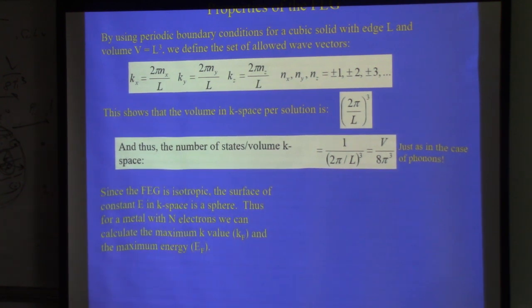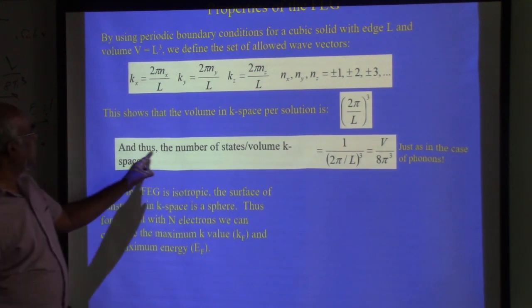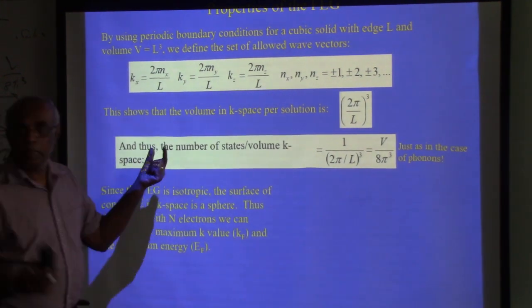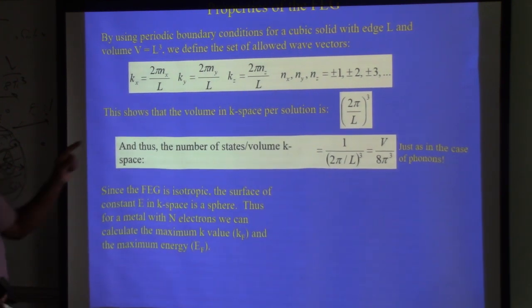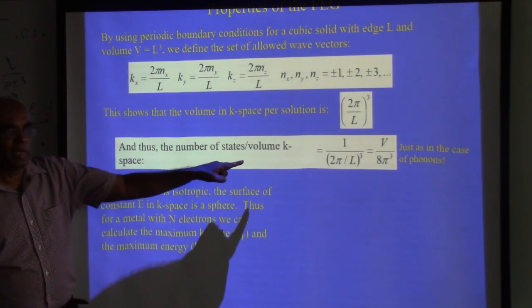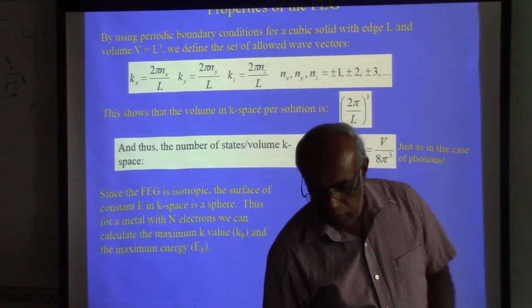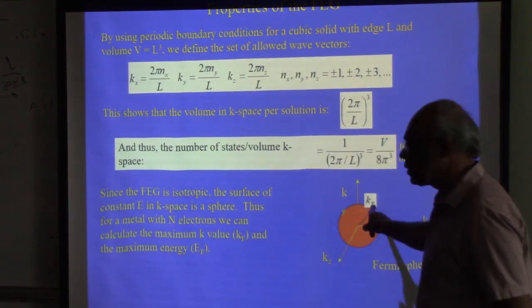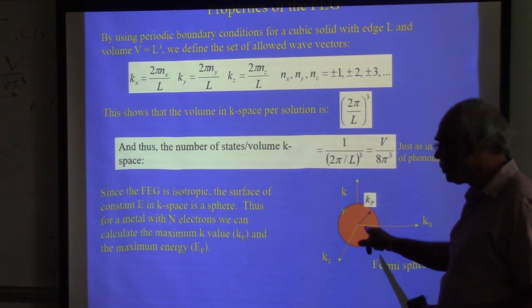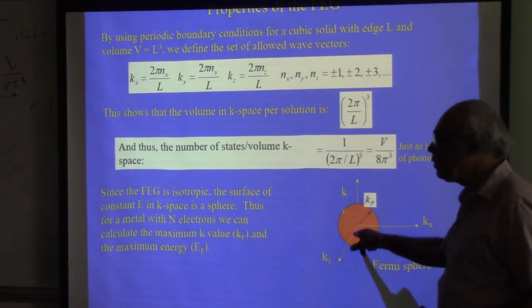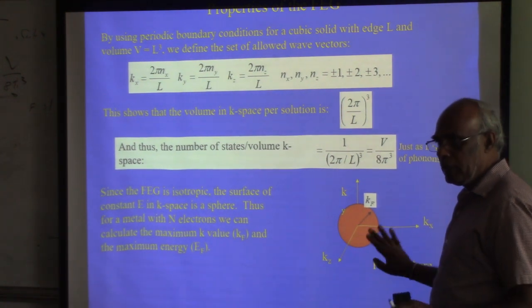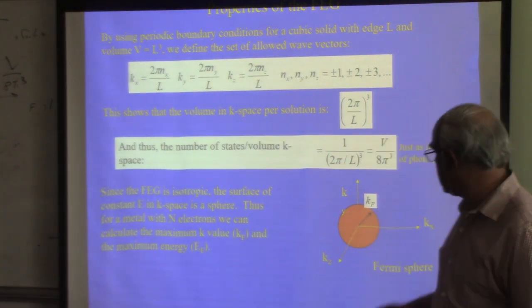So now you can easily calculate. We know this is the number of states per k space, right? So if you consider this one, how many total modes will there be? That one times 4/3 pi k cubed. You can understand what I was trying to say. So what is this orange part? Those are the states filled, and the states outside are unfilled. That defines the Fermi surface.